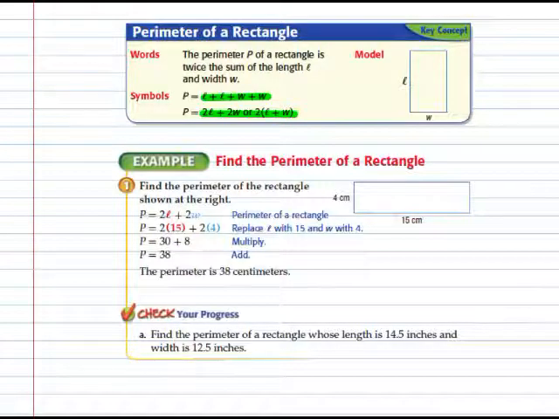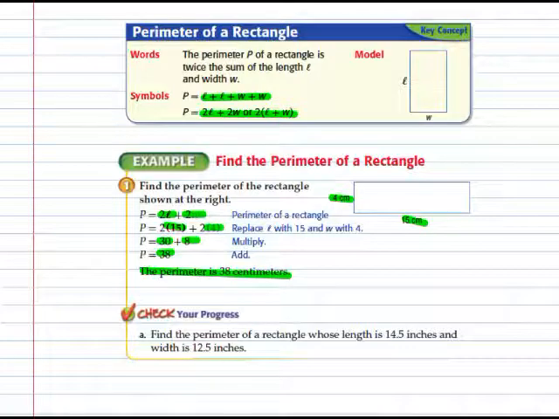In this example, it says find the perimeter of a rectangle. We're going to use the formula 2 times the length plus 2 times the width. So we substitute the length of 15 for the variable L. We substitute the width 4 for the variable W. We multiply. 2 times 15 is 30. 2 times 4 is 8. We add, and we get the sum of 38. So the perimeter of this particular rectangle is 38 centimeters.